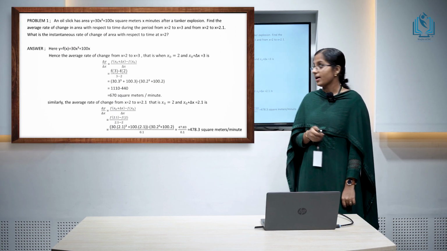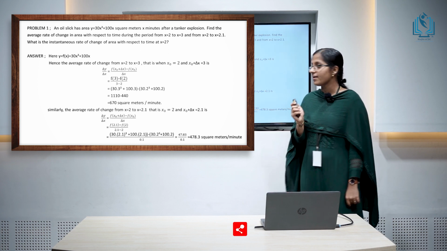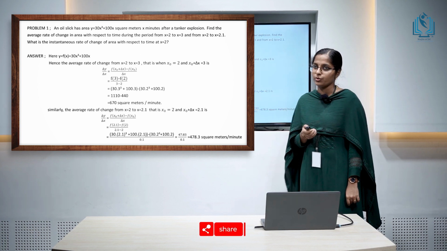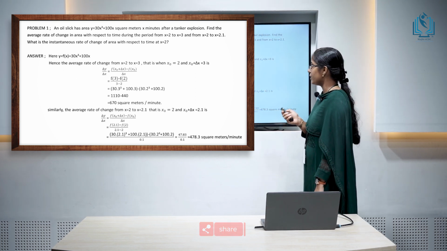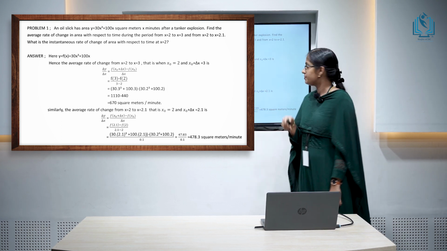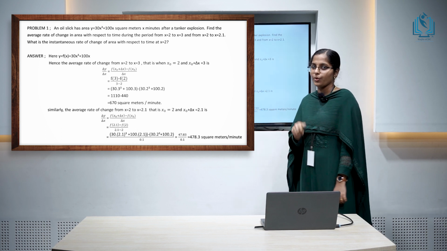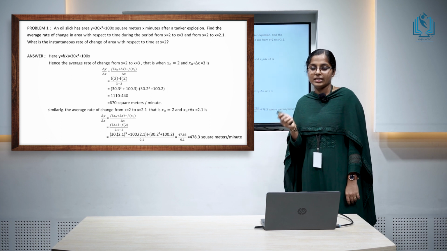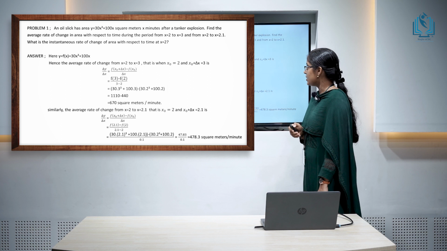And we have a problem. An oil slick has an area y equal to 30x cube plus 100x square meters, x minutes after a tanker explosion. Find the average rate of change in area with respect to time during the period from x equals 2 to x equals 3 and from x equals 2 to x equals 2.1. And we have another problem: what is the instantaneous rate of change of area with respect to time at x equals 2?